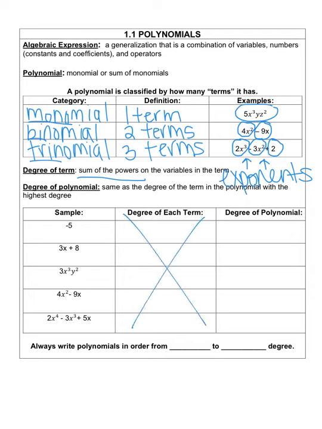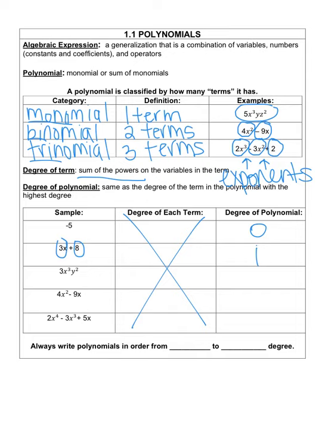Go ahead and mark out this middle section. Let's start with -5. So -5 is just a number. There's no variables. And since there's no variables at all, the degree would just be 0. But in the next example, we have two separate terms, a 3x and an 8. Since the x is a variable and it's raised to the first power, remember there's like an imaginary 1 here. This is really x to the 1. The degree of this polynomial would be 1.